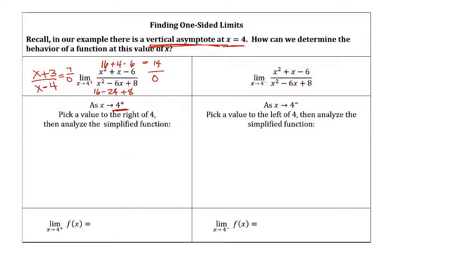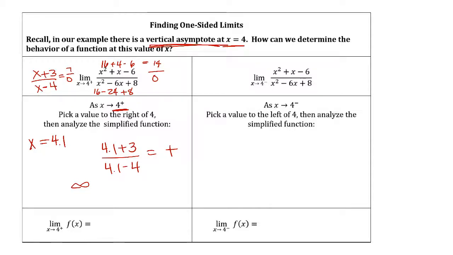And you could pick something nice and neat like 4.1 for x. So we could let x be that. And again, plug in, and we have 4.1 plus 3 over 4.1 minus 4. And notice that gives me a positive value. So that tells me that my answer here is positive infinity.